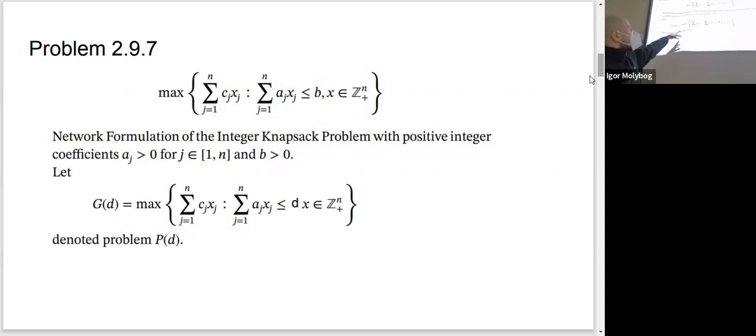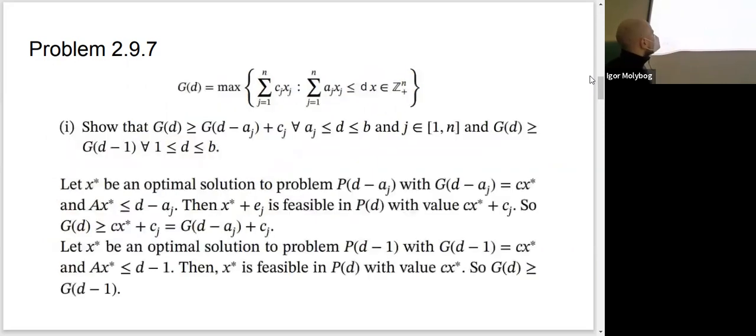So g of d is going to be the result of maximization of the same linear objective with the same constraint. Only on the right hand side we have substituted d instead of b. So we have changed the capacity of our backpack, and the corresponding problem of maximization will be called P of d. Any questions regarding the notation? We are just introducing new problems that vary the capacity of our bag.